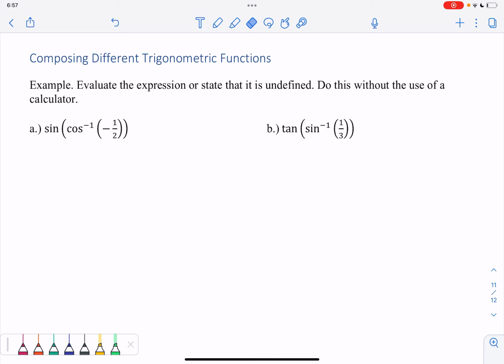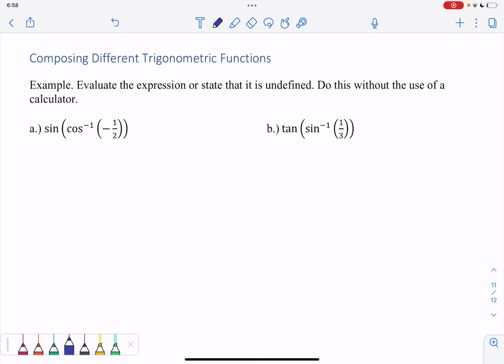So in this example, it says, evaluate the expression or state that it is undefined. Do this without the use of a calculator. Part A is sine of cosine inverse of the quantity -1/2. So in this case, I recognize -1/2 as a cosine value from the unit circle. And so I'm going to kind of take the easy road if it's there.